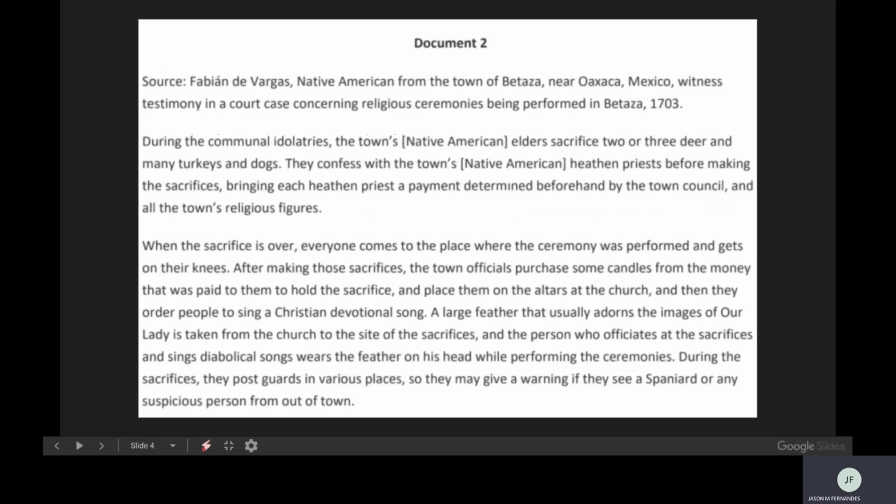All right, document 2. We have a Native American from a town in Oaxaca, Mexico, and he's a witness in a court case involving religious ceremonies. So interesting document, right? Where we have Spanish authorities, looks like they're prosecuting people for practicing non-Catholic beliefs, right? They're putting them on trial here, right?